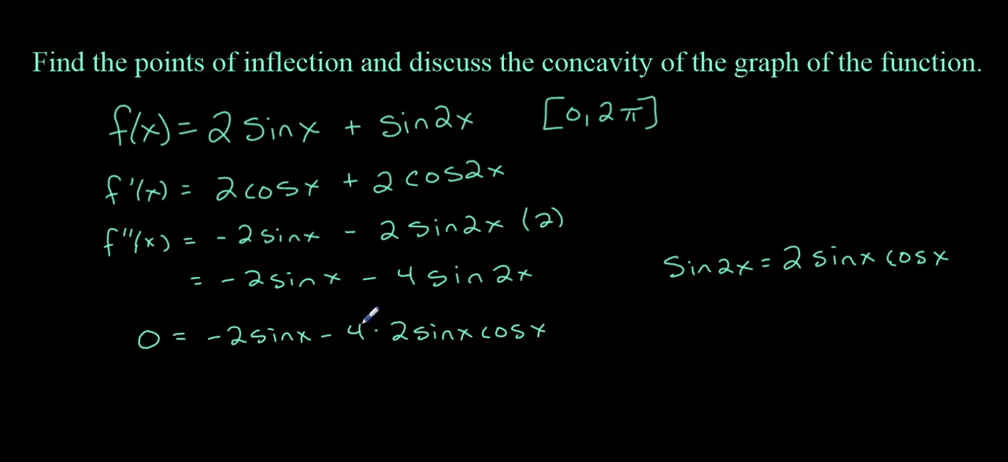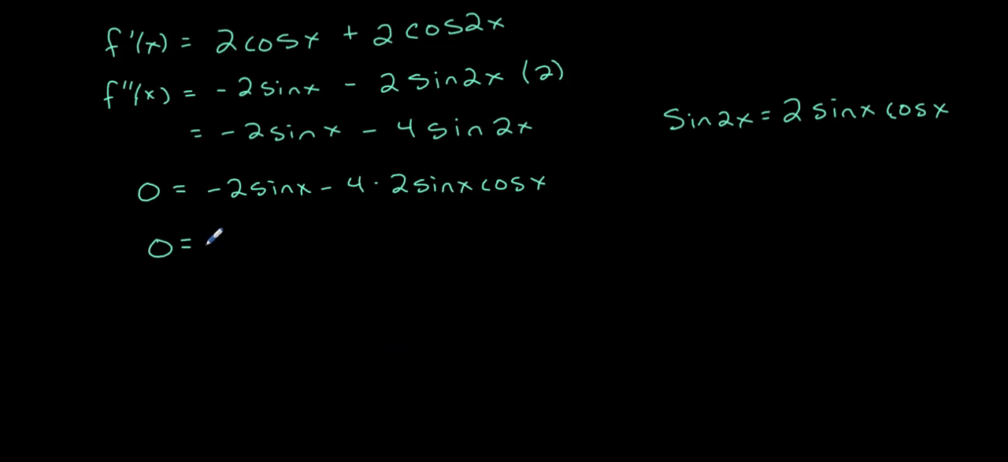Now, after we multiply 4 times 2, we can factor out a sine. And actually, let's not multiply 4 times 2. Let's factor out a 2 also. Let's factor out a negative 2 sine x. Look at that, zero product property that we're looking for. That would be 1, and that would be plus 4 cosine x. And then we set each factor equal to 0.